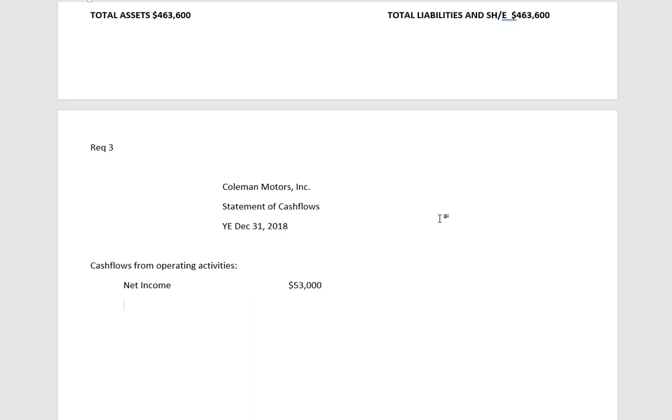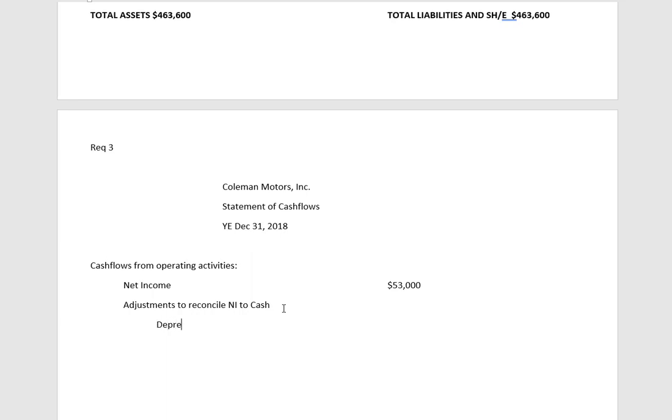Now we're going to do adjustments to reconcile net income to cash. Okay, that's the way I think about it. So first we have our net income. So what are some of these adjustments that we need to do?